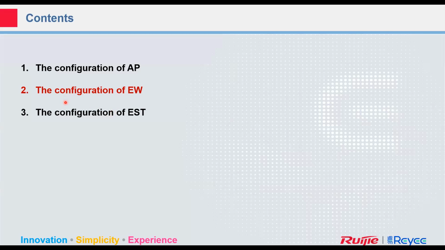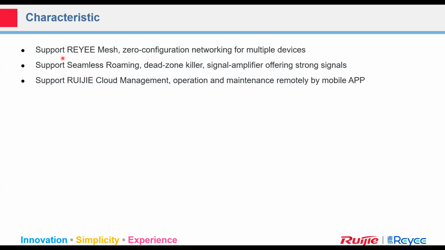Next is to configure our EW series. Our EW series is a mesh AP with zero configuration networking for multiple devices. It supports seamless roaming, dead zone killer, and signal amplifying, offering a strong signal. It also supports Ruijie Cloud Management. You can operate and maintain it remotely via app.